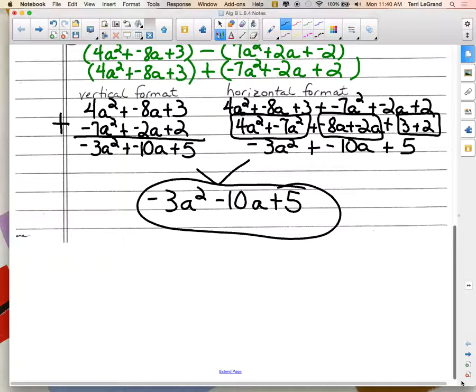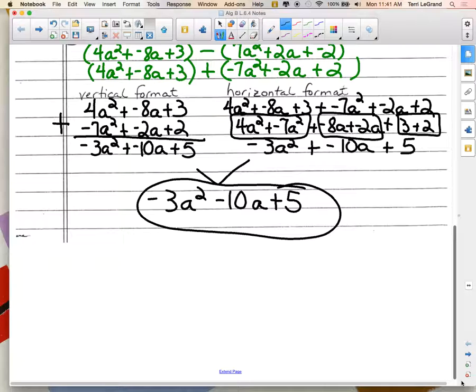Okay. So in the horizontal one, the first step, I just drop the parentheses. You cannot drop parentheses in polynomials until it is a complete addition problem, right? There is not a subtraction sign in it anywhere anymore. Then you can drop the parentheses and go to work either setting up the vertical format or the horizontal format.